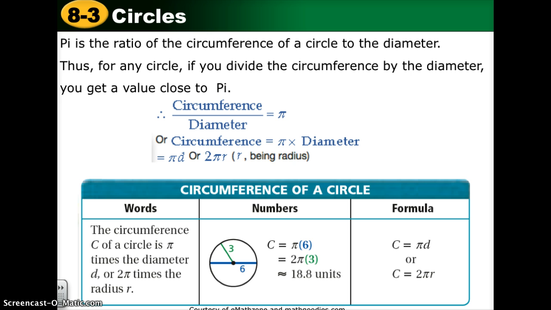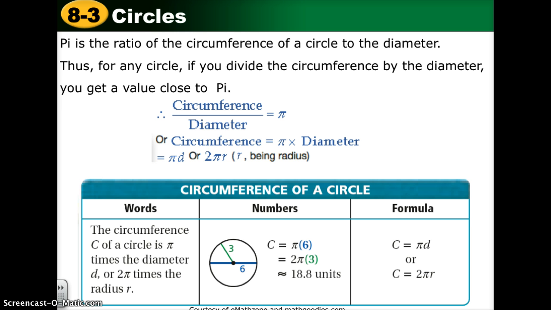Let's look at some formulas. First of all, let's talk about pi. Pi is the ratio of the circumference of a circle to the diameter. Thus, for any circle, if you divide the circumference by the diameter, you get a value close to pi. Remember, pi is approximately 3.14.